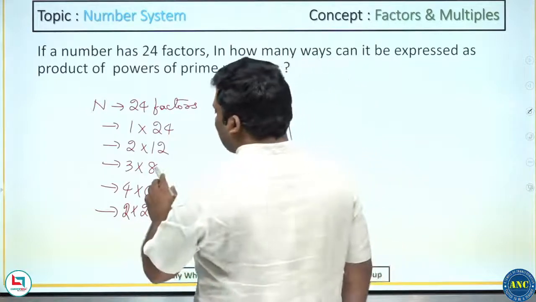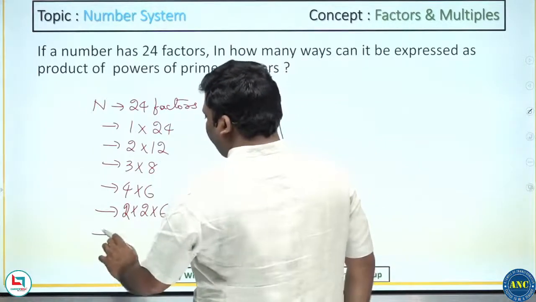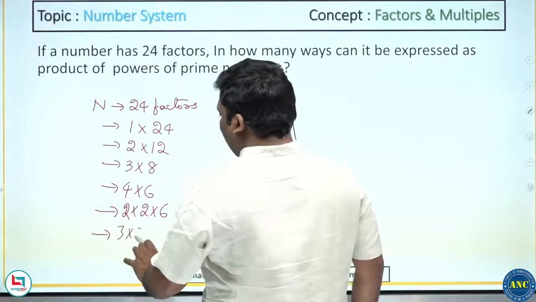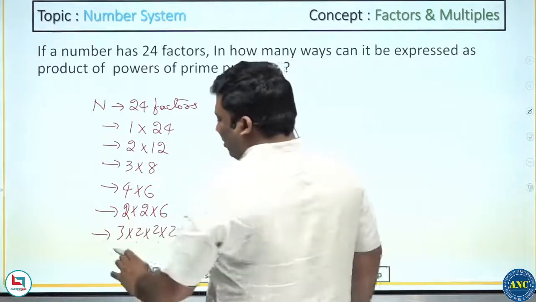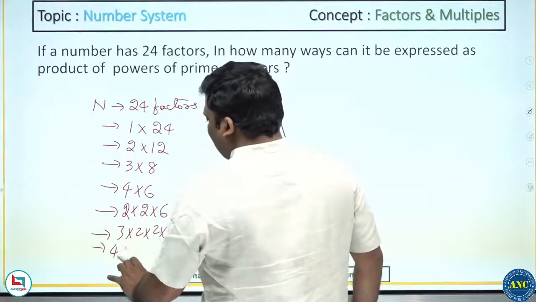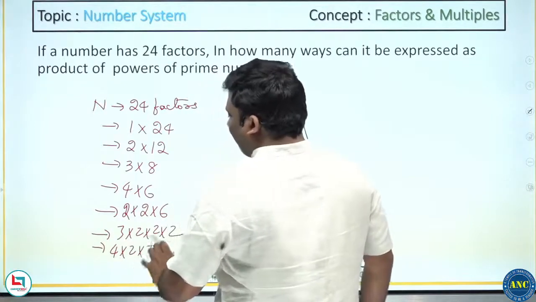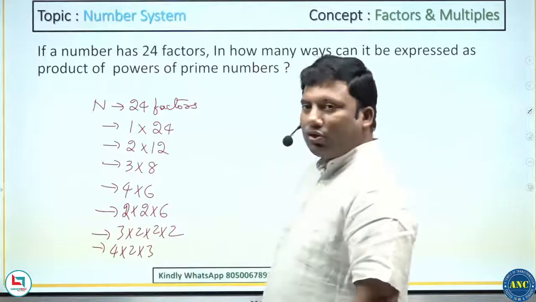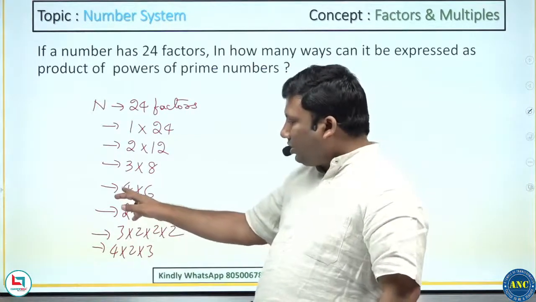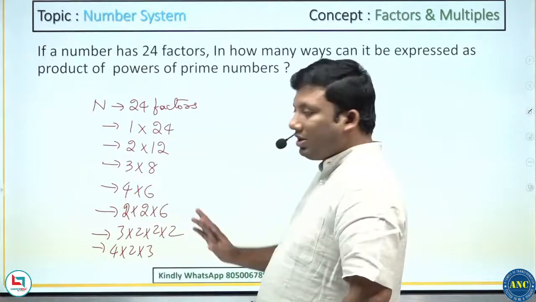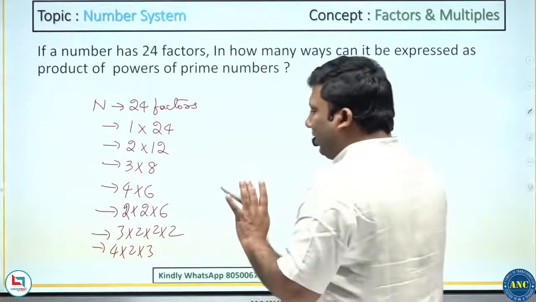8 can be written as 2 into 2 into 2. 4 can be written as 2 into 2. 6 can be written as 4 into 2 into 3. I hope the idea is clear. Suppose I write 2 into 2 into 6, no other further decomposition is possible.